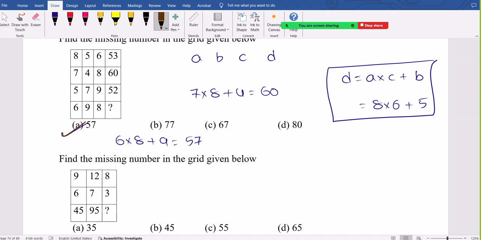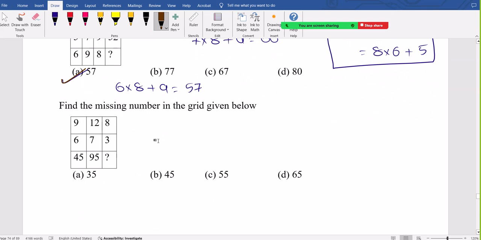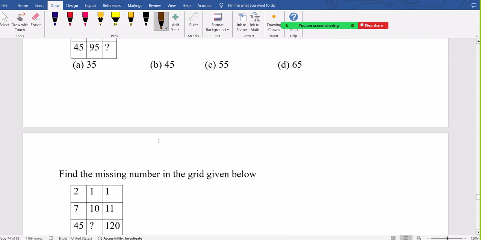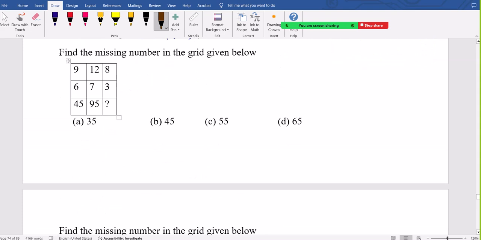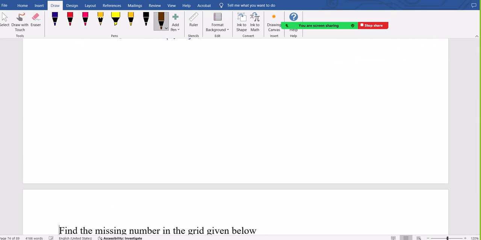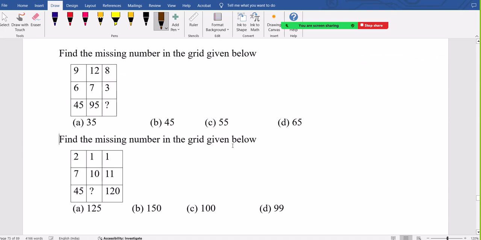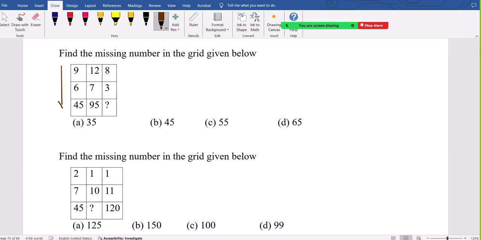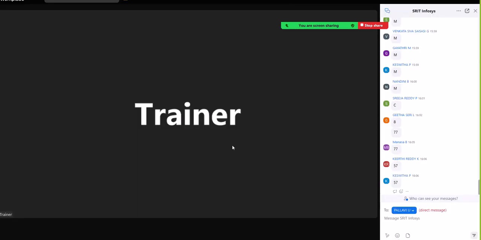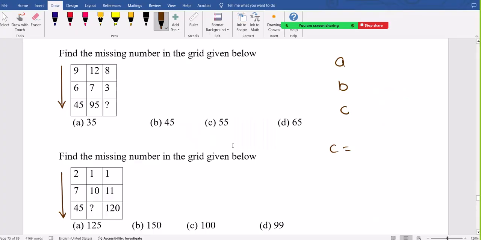Whereas next one, yes, this next question follows the same logic. I'll put both questions on screen once. Both have different numerical values, but the logic is the same. Big numbers in column wise means we have to see column wise. That clue is also given. A, B, C. C is nothing but, both same logic.